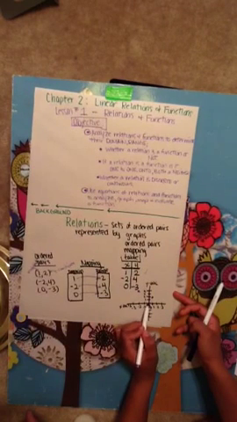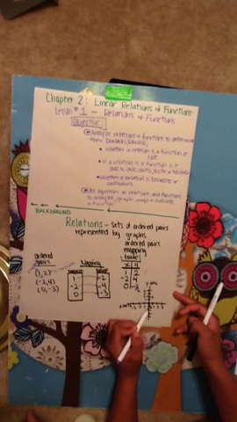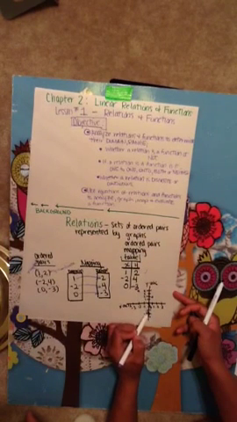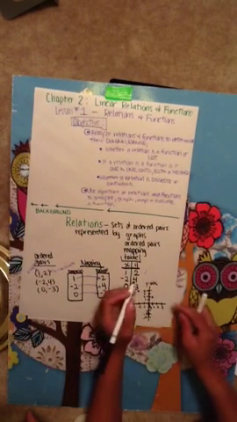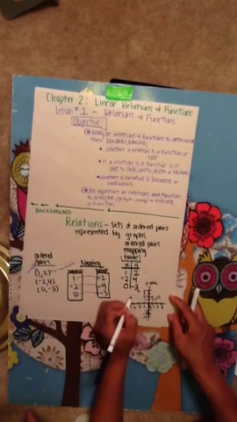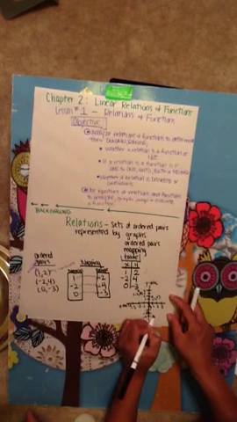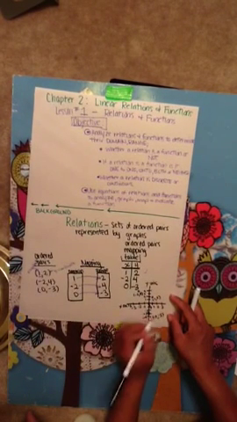Last one is (0, -3). So start here at 0. Don't move anywhere. Go down to -3. 1, 2, 3. Now I do ask that you label this. It's easiest to label as you go: (1, 2), (-2, 4), and (0, -3).